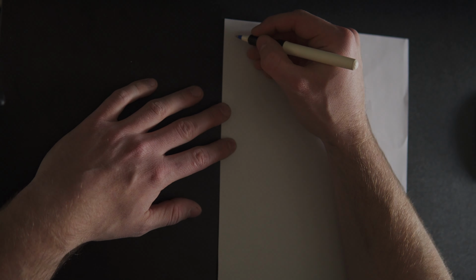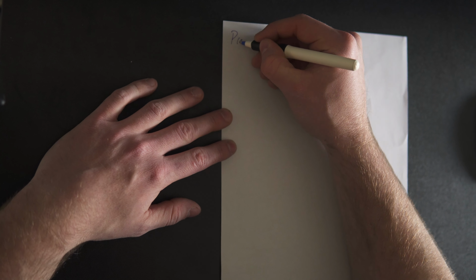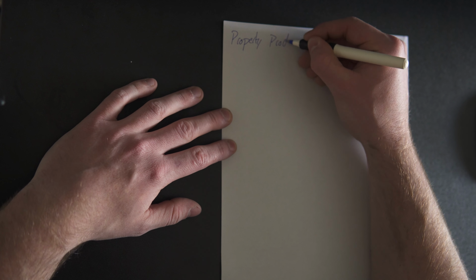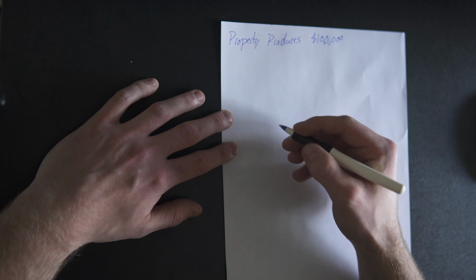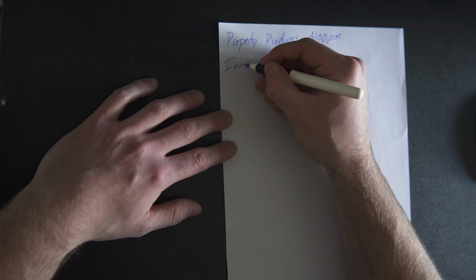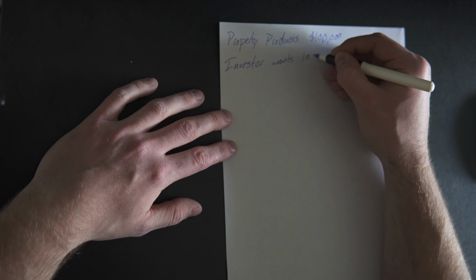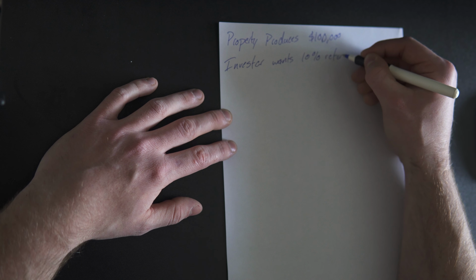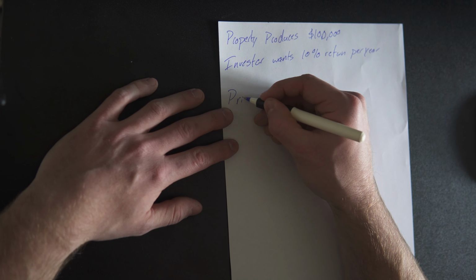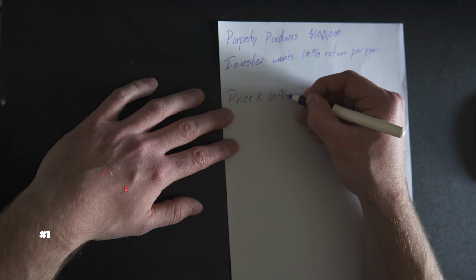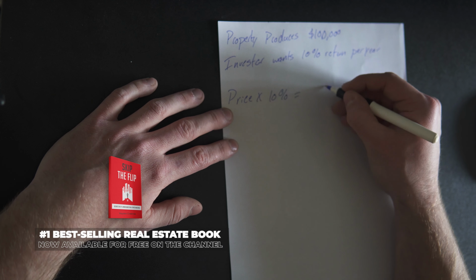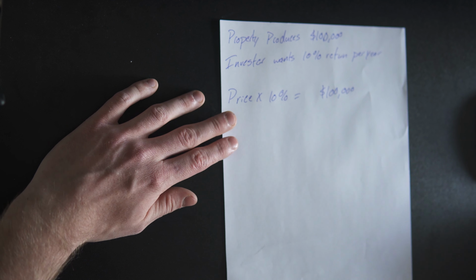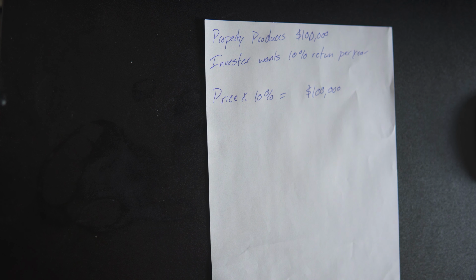Let's say that we have a piece of property, and let's say that property produces $100,000 a year. Now let's say that an investor wants to make 10% on their money, a 10% return per year. So the price times 10% equals the $100,000 of income, right? Let's think about that for a second. Let's even put this into something that we can wrap our hands around.